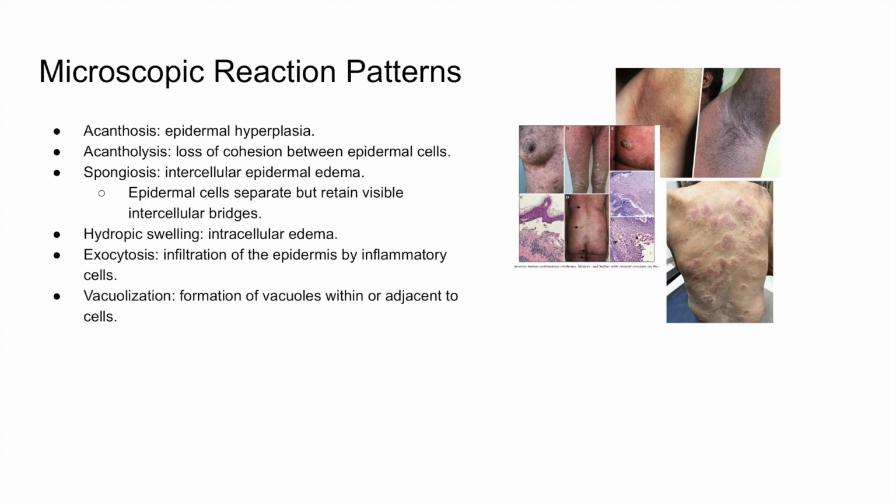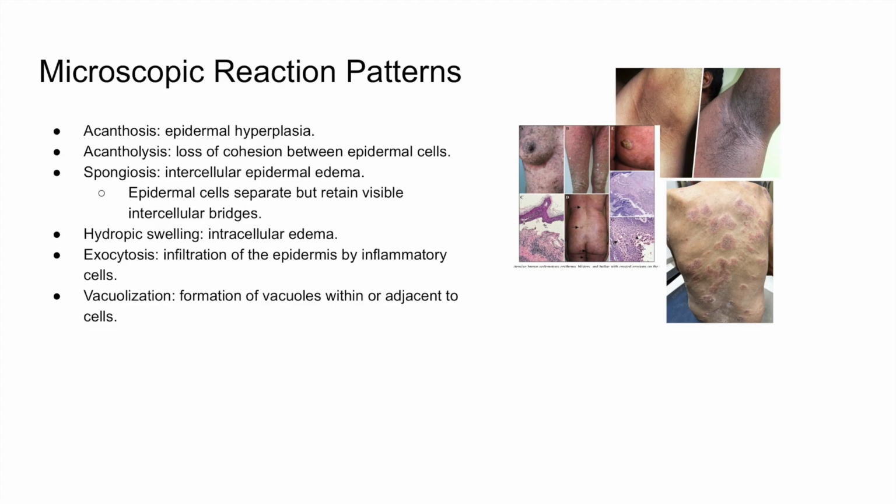All right, so dermatopathology often begins by recognizing a reaction pattern rather than immediately naming the disease. Acanthosis means epidermal hyperplasia or thickening of the epidermis, while acantholysis is a loss of adhesion between keratinocytes and can create an intraepidermal blister, as in pemphigus. Spongiosis is intercellular epidermal edema that pushes keratinocytes apart while their desmosomal bridges remain visible, and this is the classic pattern of eczematous dermatitis. Hydropic swelling is an intracellular edema rather than edema between the cells, which is what we just talked about.